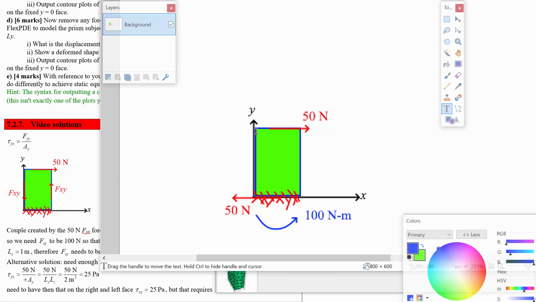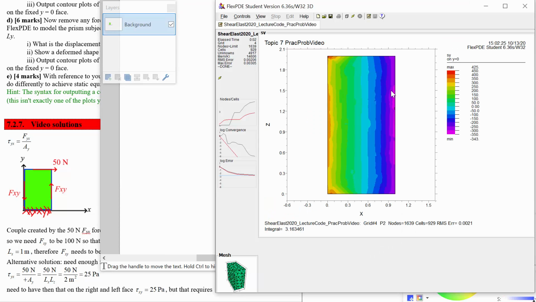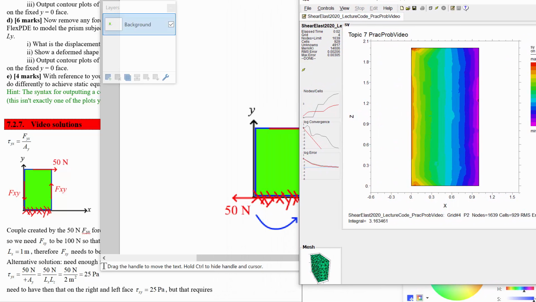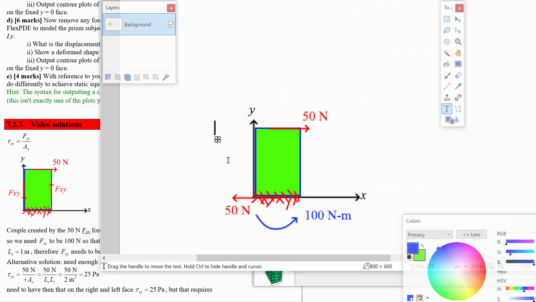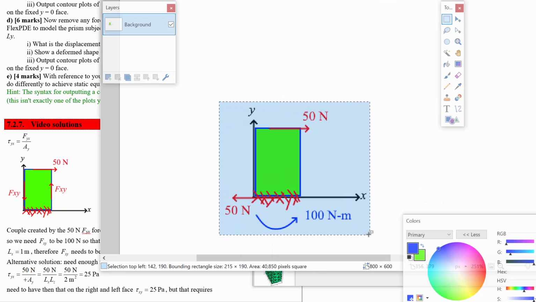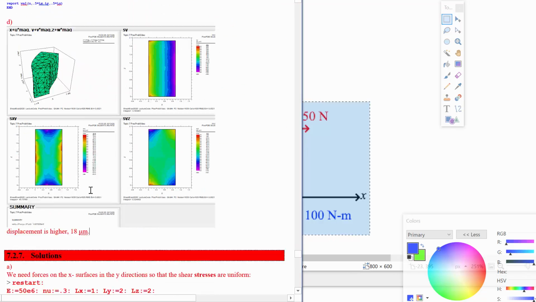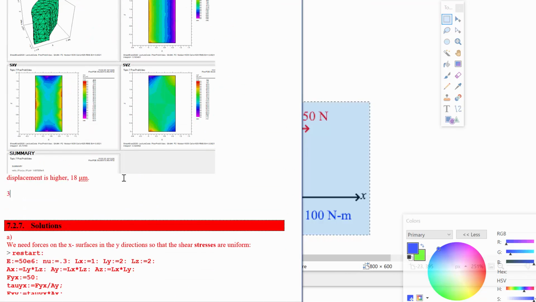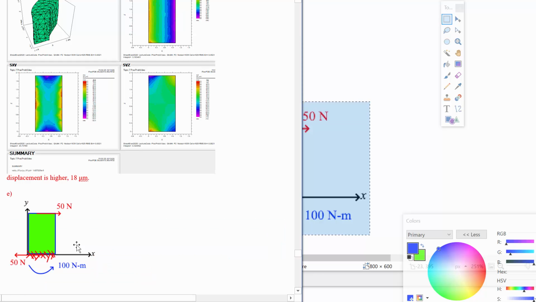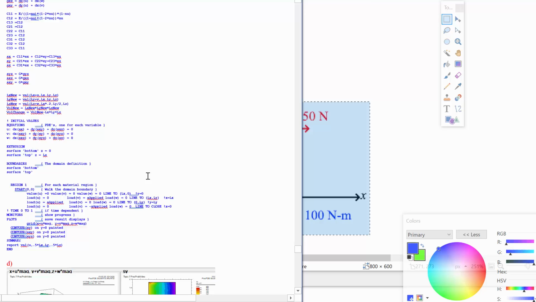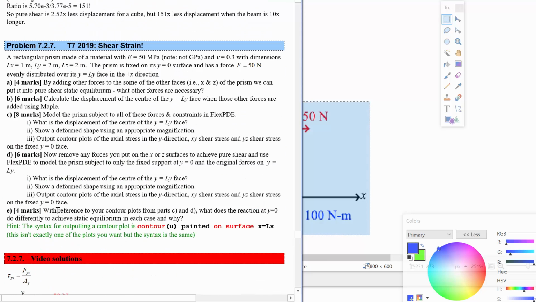So with this showing up now, how that's represented inside FlexPDE is with this axial force. So we have a big stress on, let's see, how to get this all in the page at once. We'll copy this and we'll say part E maybe. I think part E was to explain this. Maybe I'll check that actually. We're jumping around a little bit. Part E, with reference to this, what does the reaction at there do differently to achieve static equilibrium in each case and why? Yeah, totally.